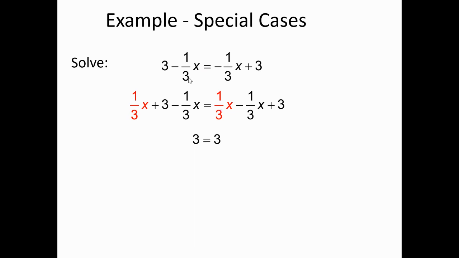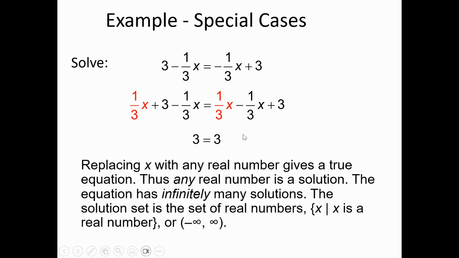Another special case here, if you look at these examples of these two equations, and you start out by again adding 1/3 to both sides, you end up with this constant 3 equals 3. Well, 3 equals 3 is always a true statement. And what this tells you is replacing x with any number would give me a true equation. Thus, any real number is a solution. The equation has infinitely many solutions. The solution set is the set of all real numbers such that x is a real number, or in interval notation, your solution set is from negative infinity to positive infinity, any real number. Substituting any number for x, the left side would always equal the right side.